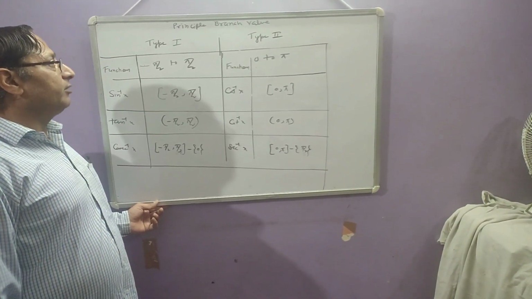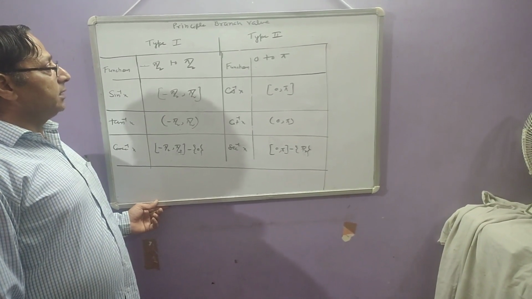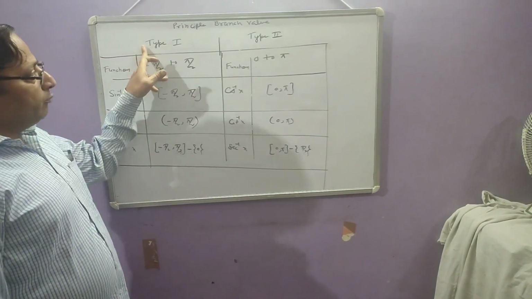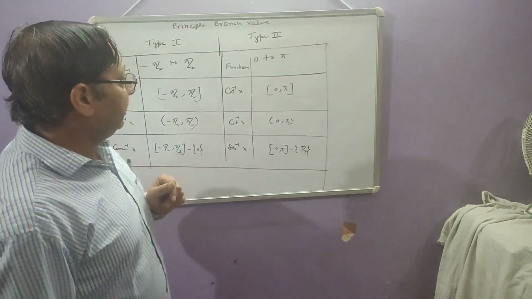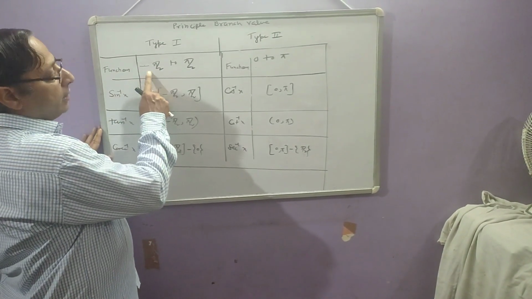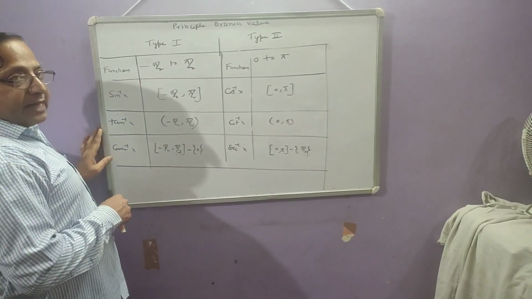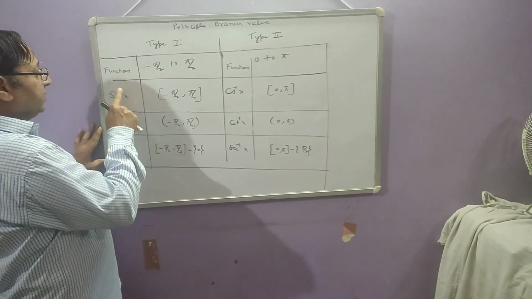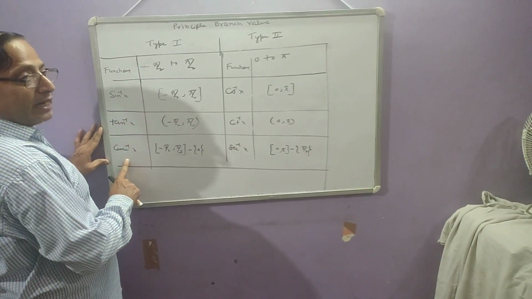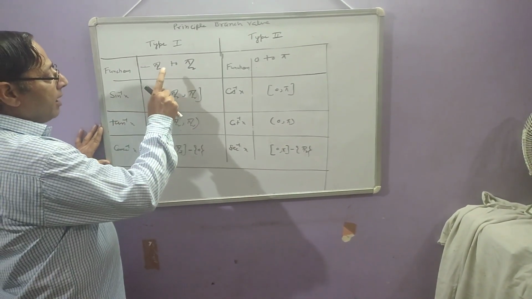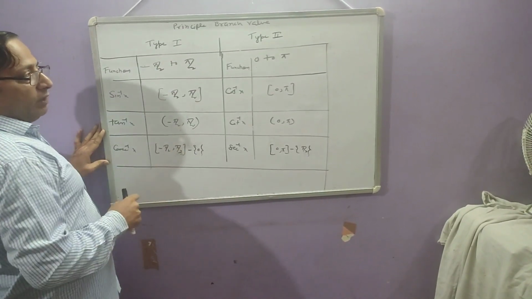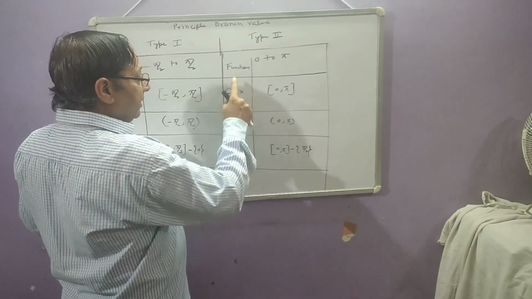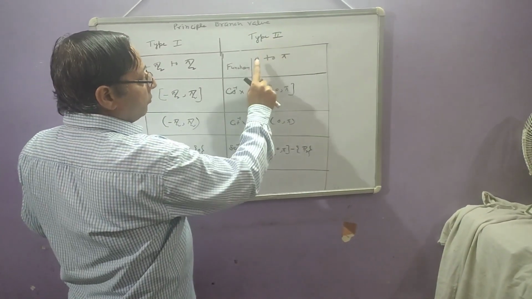After the definitions of the inverse trigonometry functions, let us discuss the principal branch value. I divide the principal branch value into two parts, type 1 and type 2. Type 1 is that branch value which varies from minus pi by 2 to pi by 2, and type 2 is that principal branch value which varies from 0 to pi. Now see, whenever the function is sine inverse, tangent inverse or cosecant inverse x, then the principal value occurs in type 1. Whenever the function is cosine inverse x, cotangent inverse x, secant inverse x, then its principal value occurs in type 2, from 0 to pi.